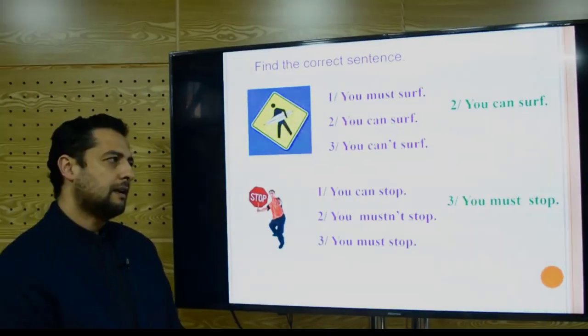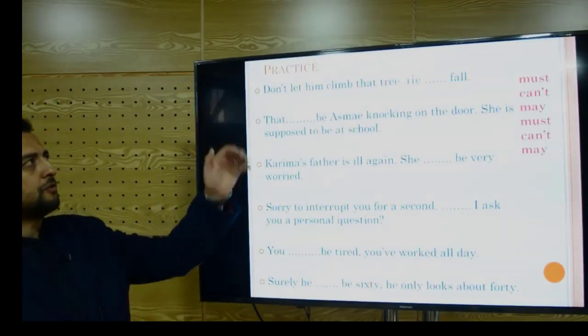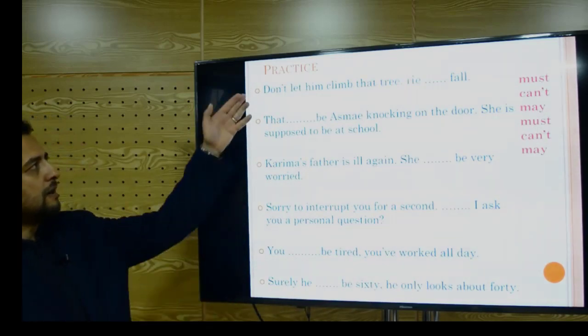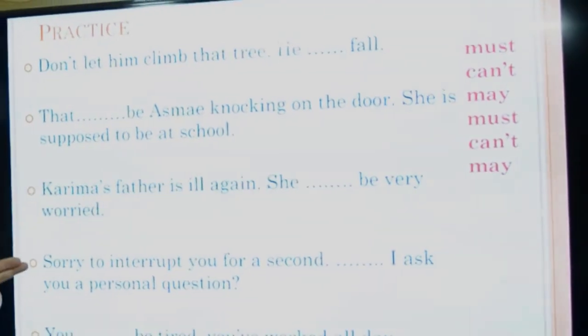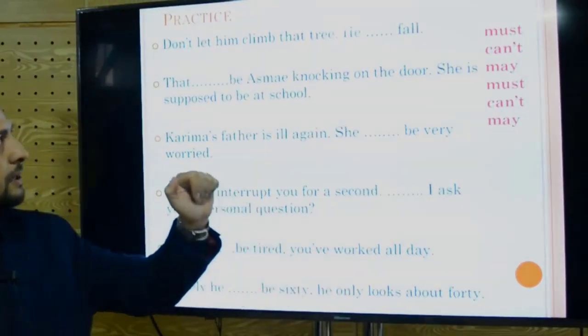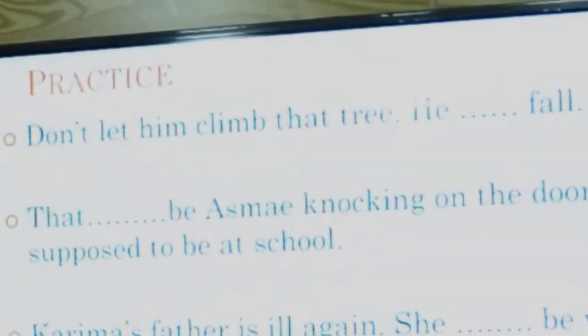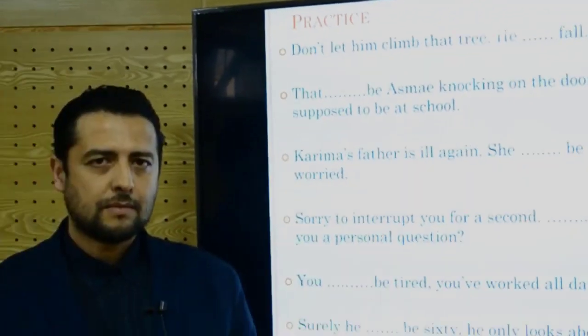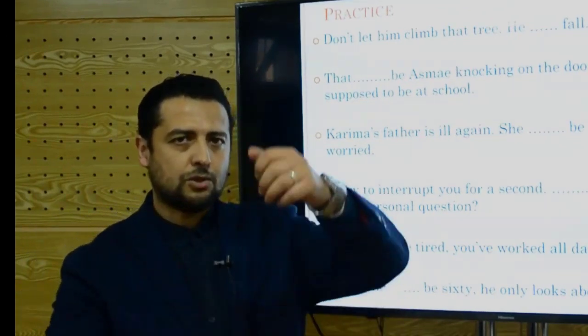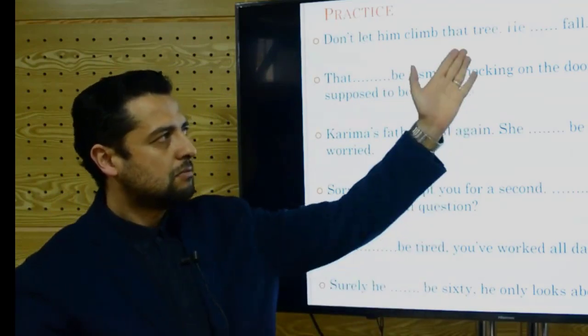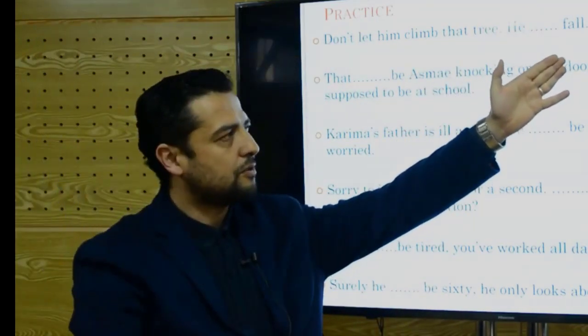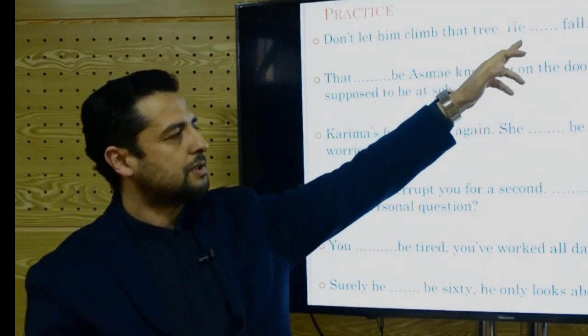That's correct. All right, so for further practice, as you can see here, we have sentences 1, 2, 3, 4, 5, and 6. And on the other side here we have must, can't, may, must, can't, and may. So you start with example number 1. Don't let him climb that tree. He fall. You know the tree? I'm sure when you were kids, you used to climb the tree, right? So fall, which means to fall from that tree, right? So this is the first situation here.